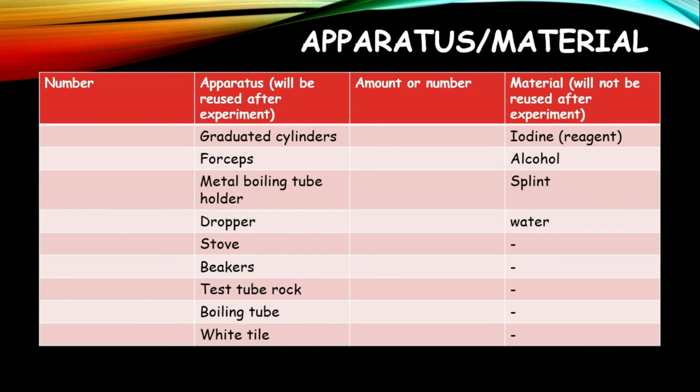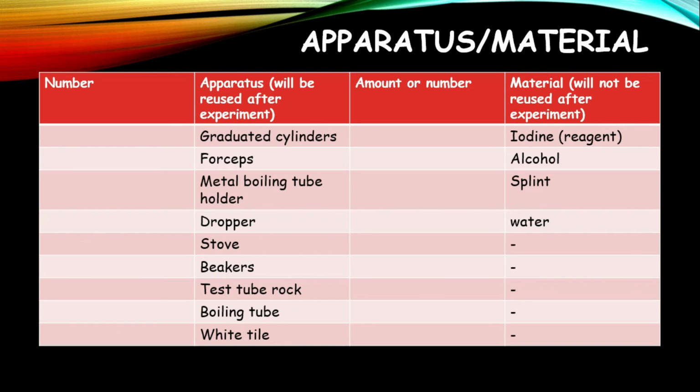Now the apparatus and material is really interesting. There is a slight difference between apparatus versus material. Apparatus are those things that are able to be reused in the lab, such as your measuring cylinder, graduated cylinder as it is called, forceps, metal boiling tube, and that type of thing.